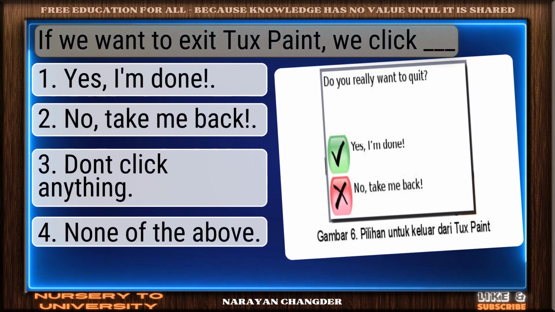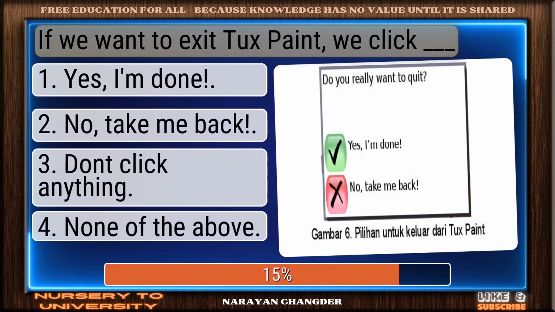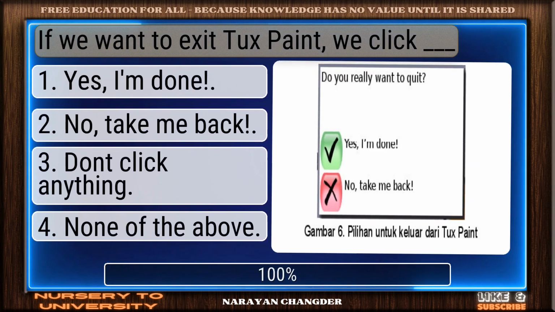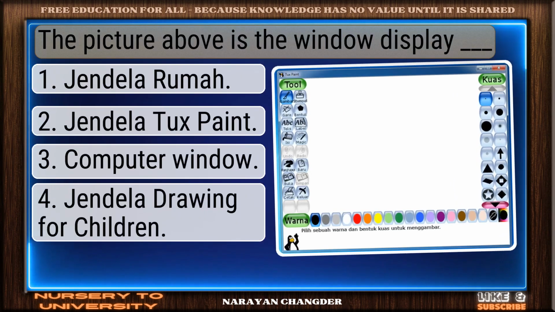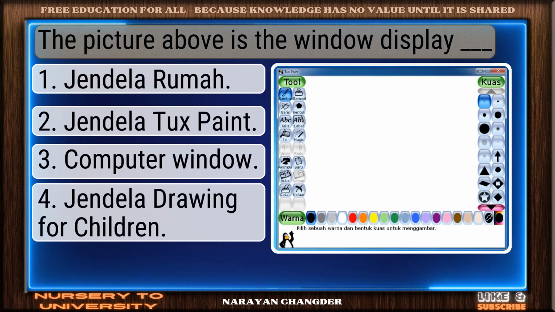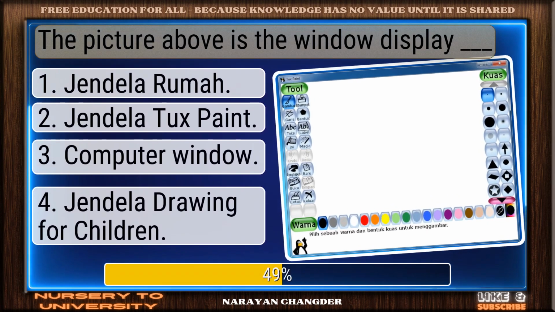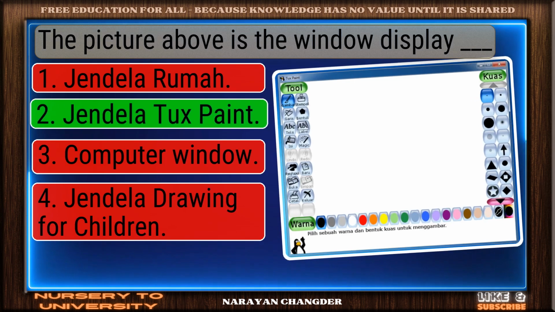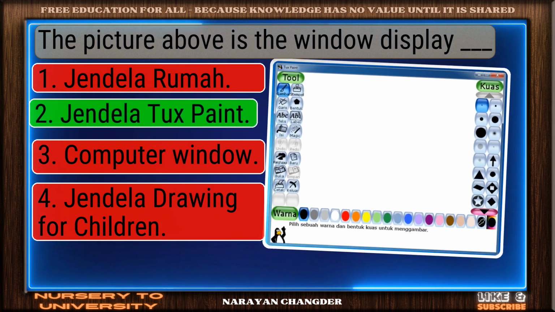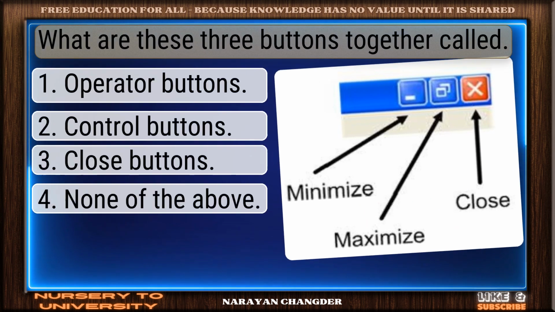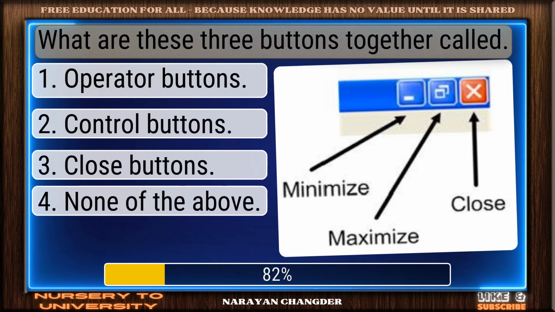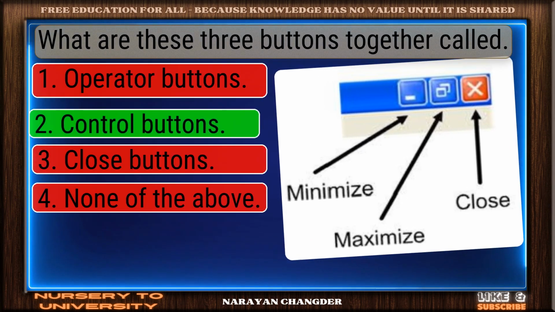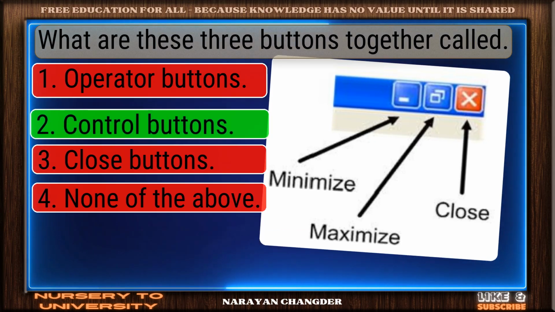If we want to exit Tux Paint, we click dash. Excellent. Yes, I'm done is well reasoned. The picture above is the window display dash. Strong choice. Tux Paint window is right. What are these three buttons together called? Exactly. Control buttons make sense.